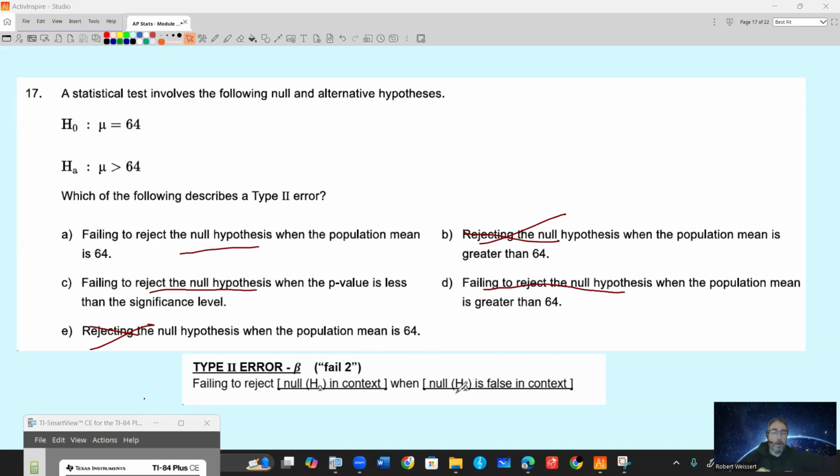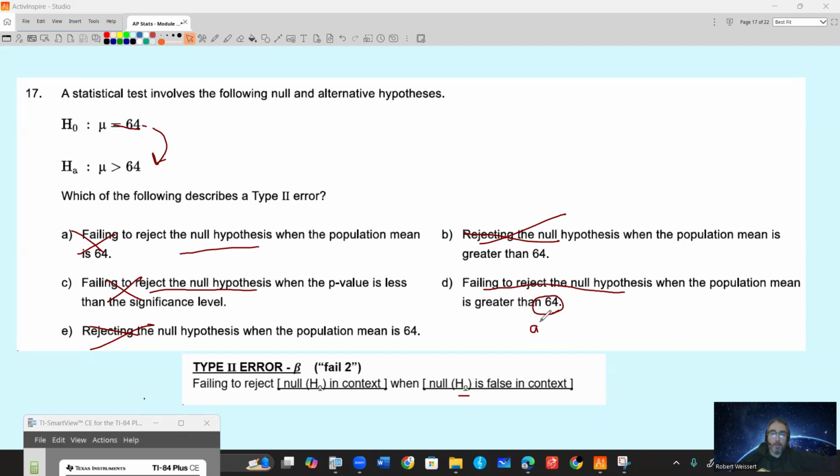When the null is false in context, so when the population mean is 64, the null is false. I don't want that. Population mean is not 64. That's no good. Failing to reject the null when the p-value is less than the significance level had nothing to do with error, y'all. Failing to reject the null when the population mean is greater than 64.